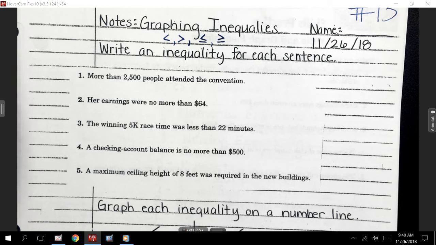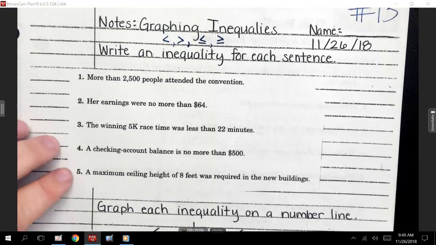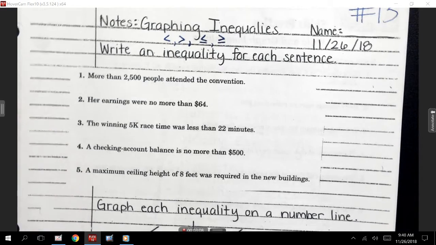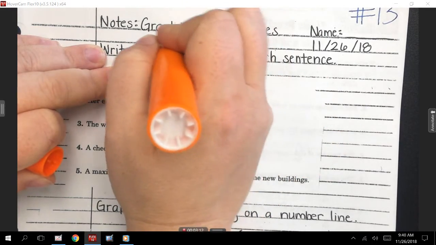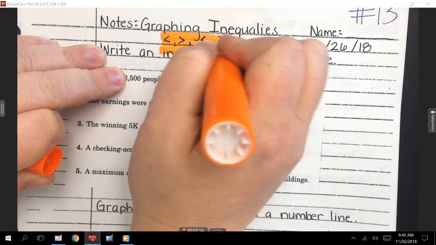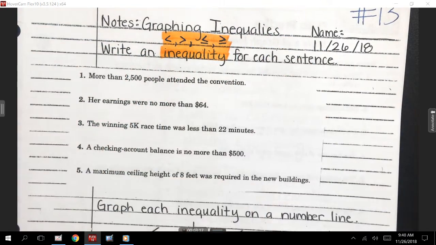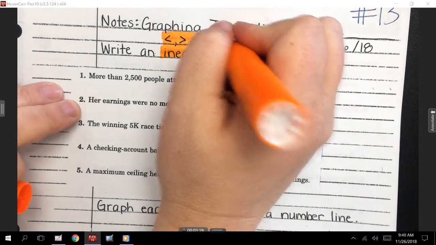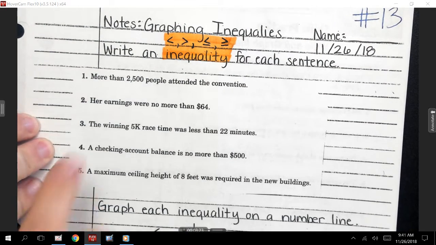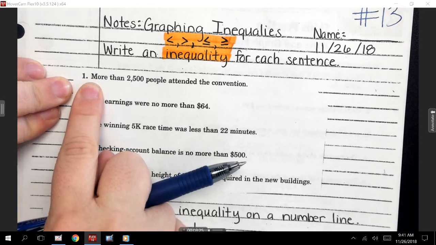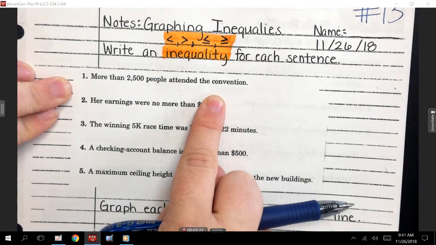Again, it's going to come in handy when you could have that amount or you could have more, or if you could have that amount or you could have less. So what I want us to do when we're writing these sentences, I'm going to highlight these inequalities just because they are very important. So those are inequalities.